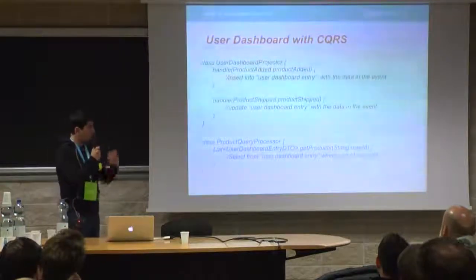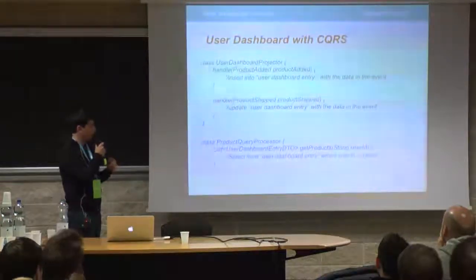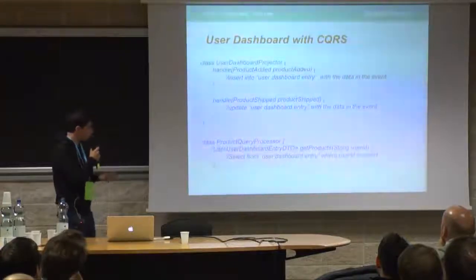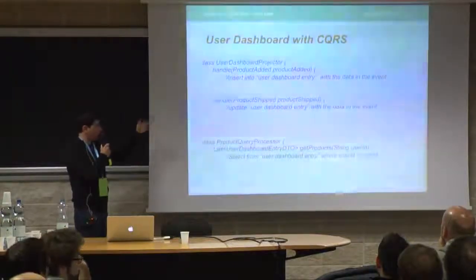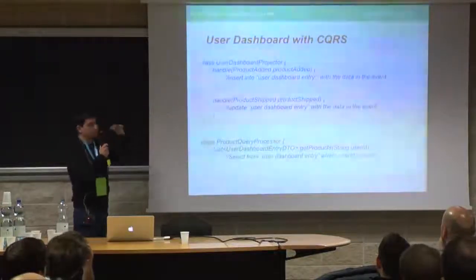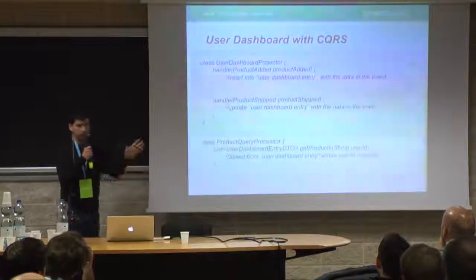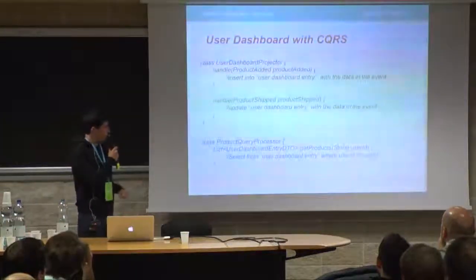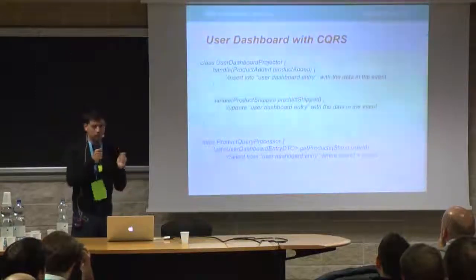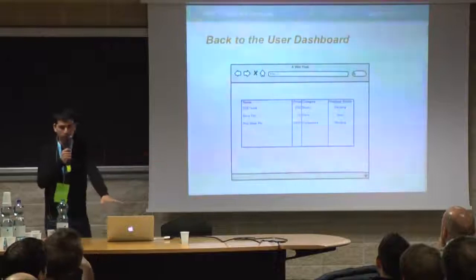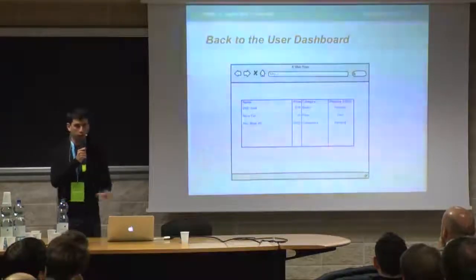So you dispatch an event that a product has been added, you insert that into the table, and that's it. If the product has been shipped, there's another handler for that event, and you update the same table that contains the user dashboards. Then later, you just query that table. In fact, you serialize this thing. This table becomes a table in your database for the read side.